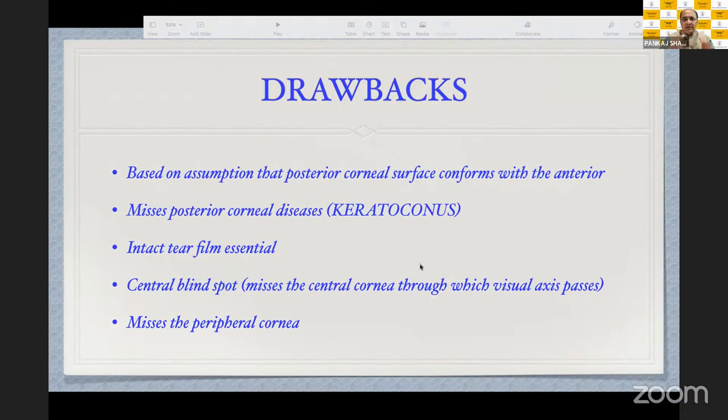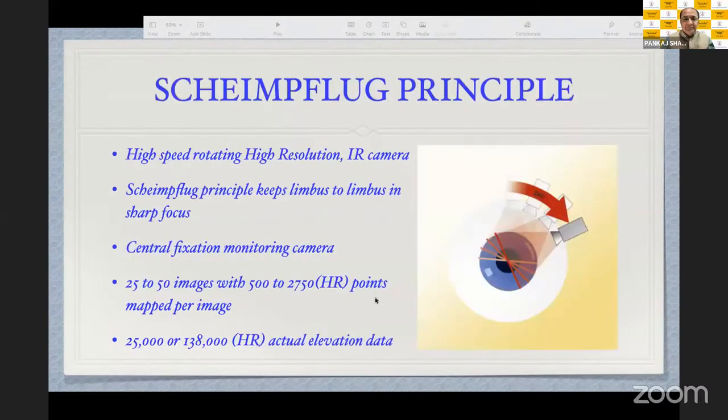So what it is calculating is usually a 2 to 4 millimeter area of the mid peripheral cornea, which means not at the dead center. So the dead center cornea is missed. It measures usually a 3 millimeter diameter area, which is the K value which comes. But actually the visual axis passes through that center point of the cornea, which is missed.